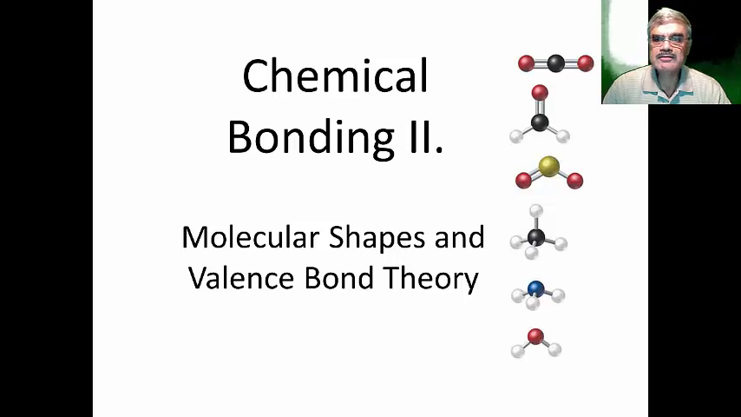We're going to continue discussing chemical bonding. In our last series of video lectures, we mastered how to draw Lewis structures of molecules. Now we're going to look a little further. We're going to talk about shapes of molecules, valence bond theory, and then we'll move later on to what is called molecular orbital theory.